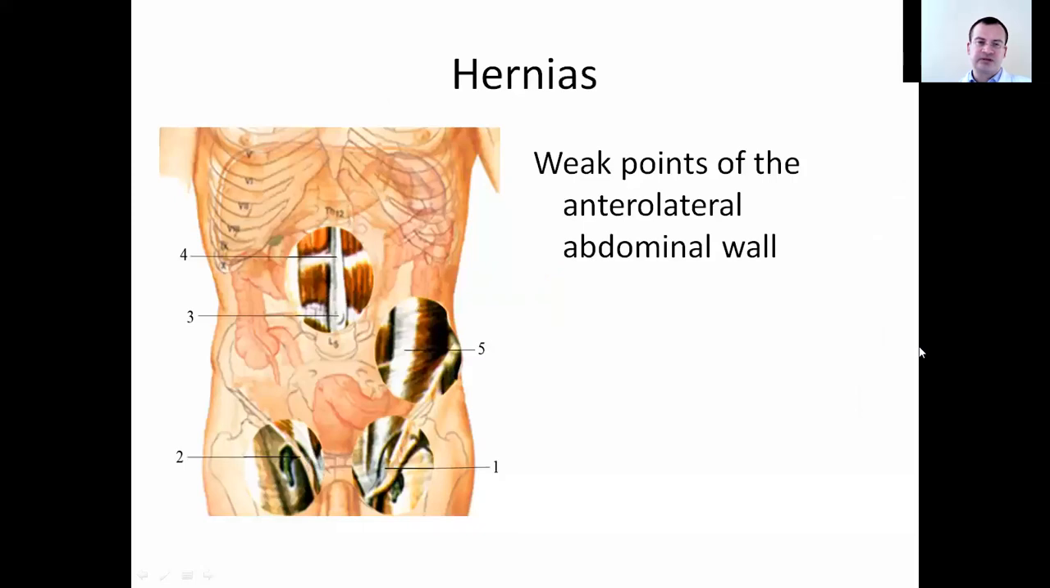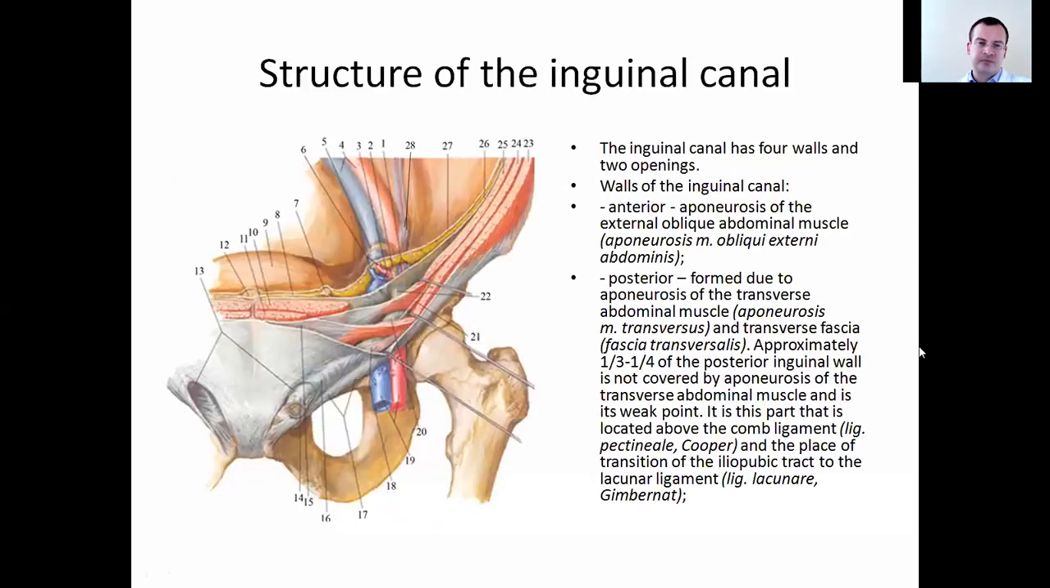Hernias, weak point of the anterior lateral abdominal wall. Structure of the inguinal canal. The inguinal canal has 4 walls and 2 openings. Walls of the inguinal canal. Anterior: aponeurosis of the external oblique abdominal muscle. Posterior: formed due to aponeurosis of the transverse abdominal muscle and transverse fascia.